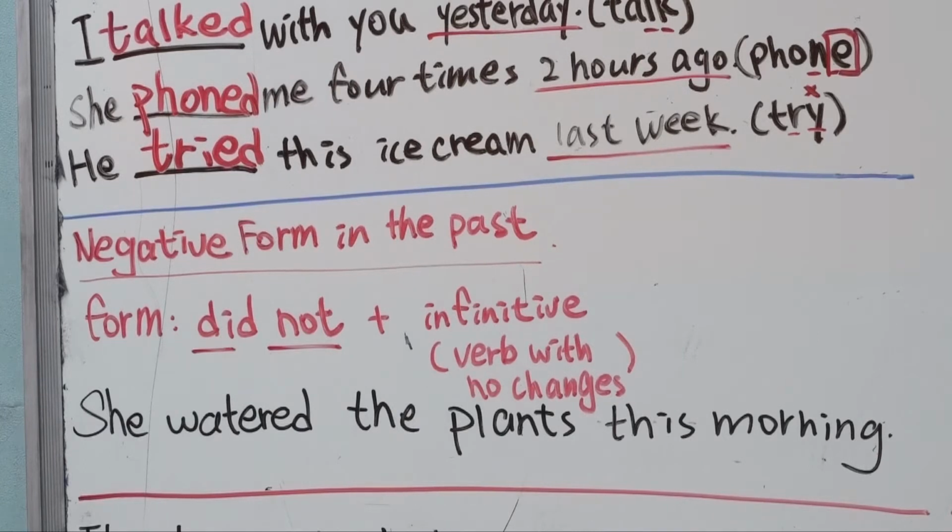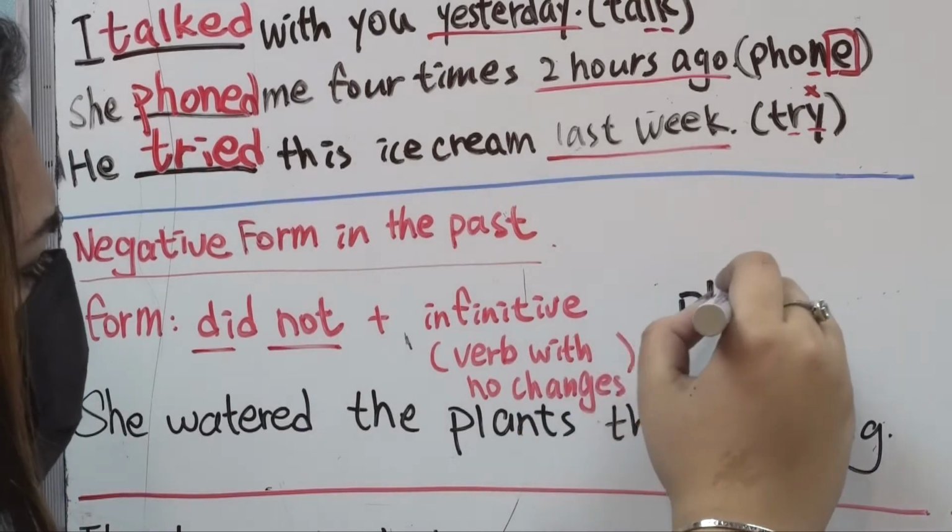So what is a verb? A verb does action, right? The verb does action. So for example, is this an infinitive?